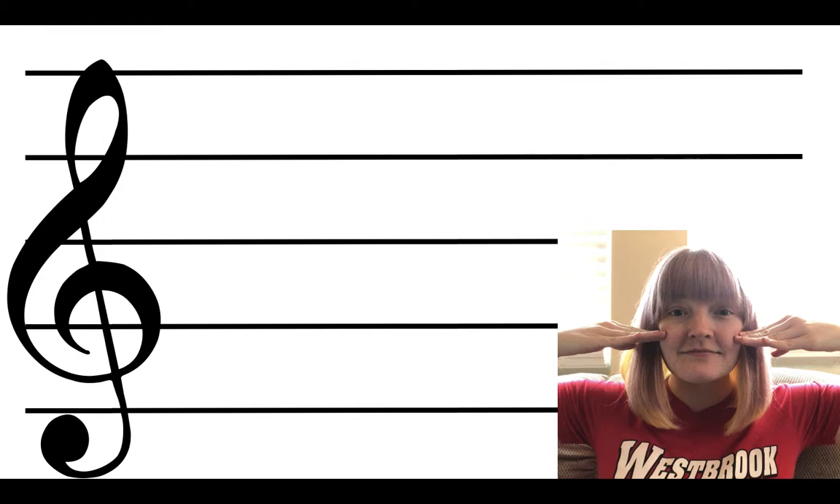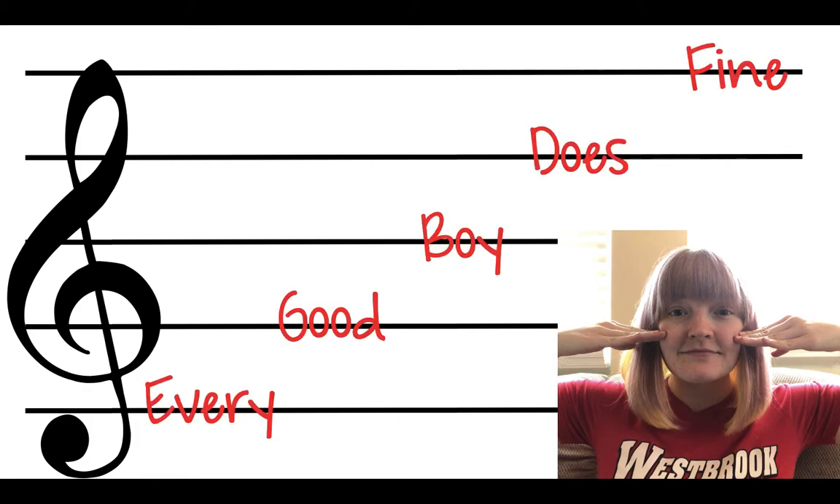Here we're going to talk about the line notes. So we'll start at the bottom line and we'll say that sentence, "Every good boy does fine." So that means this bottom line would be E. This second line would be G. The third line, B. The fourth line, D. And the top line, the fifth line, is F. So that's how you can remember it if the note is a line note.